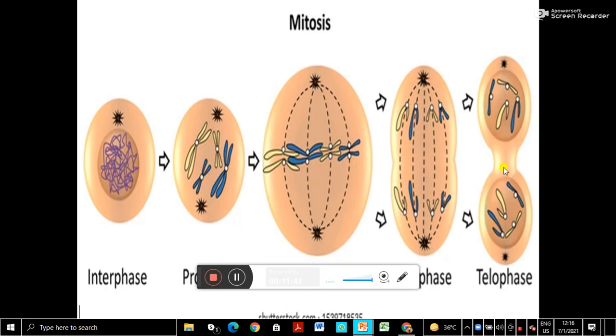Cytokinesis. So cell division is completed with the karyokinesis and cytokinesis, and two daughter cells are formed. And in these two daughter cells, as I told you, there is an equal number of chromosomes as in the parent cell. In the parent cell there were 4 chromosomes, so here you see there are 4 chromosomes. So this is the end of mitosis.